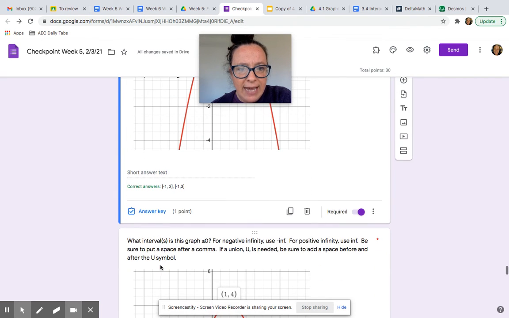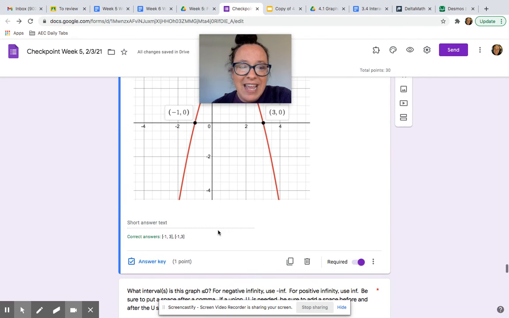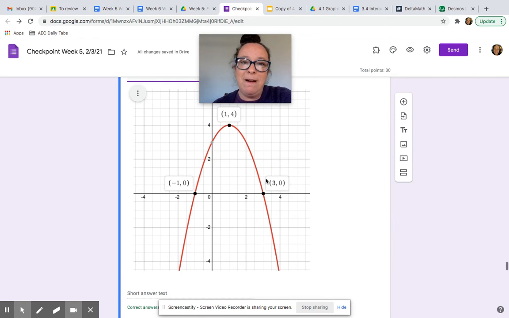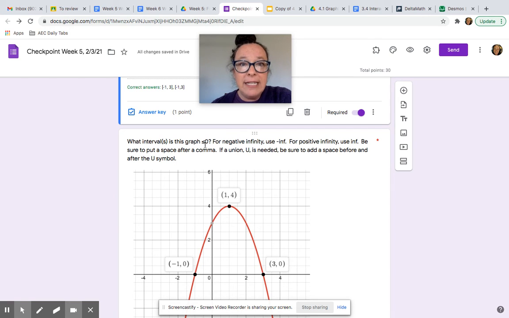Let me show you how I had it set to show the answers. There we go. Bracket, -1, comma, space, 3, bracket, which is what I asked you to do, put a space after the comma. But I still went in and let this one be an answer as well, where you didn't put the space. All right. So that's that one.